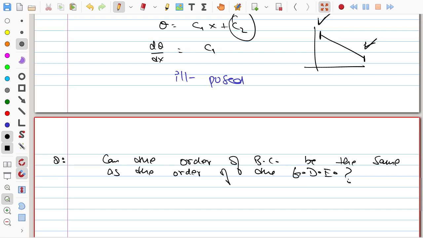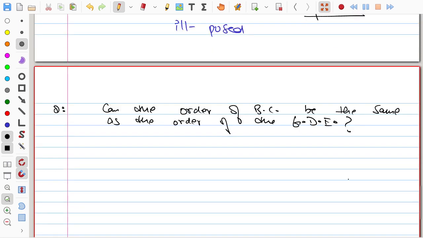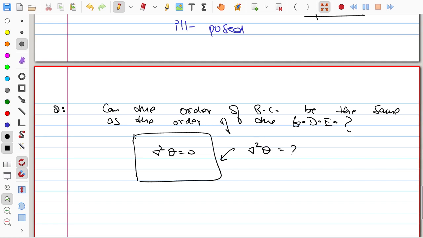Can the order of the boundary condition be the same as the order of the governing differential equation? So, what I mean to say is, if I am solving the Laplacian of theta equal to 0, in this situation, can one of the boundaries be of the same order? How many people say no? Raise your hands, please.